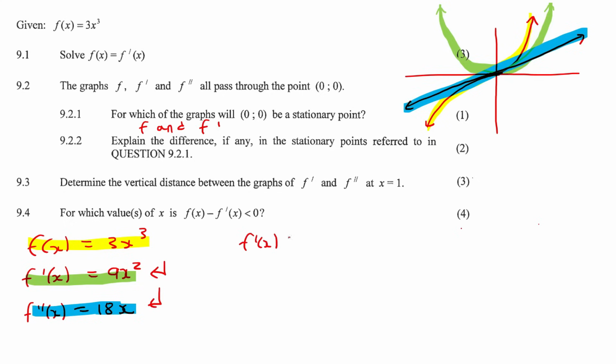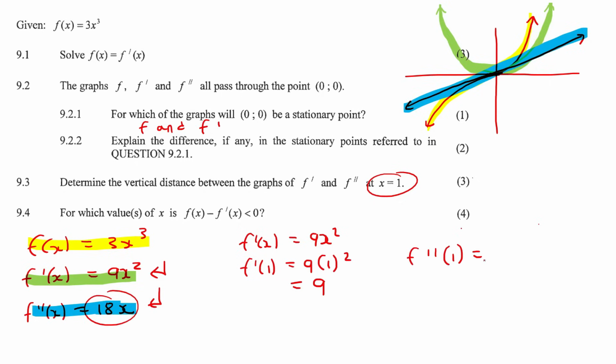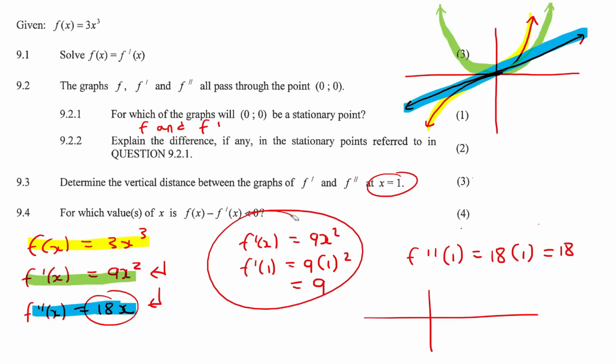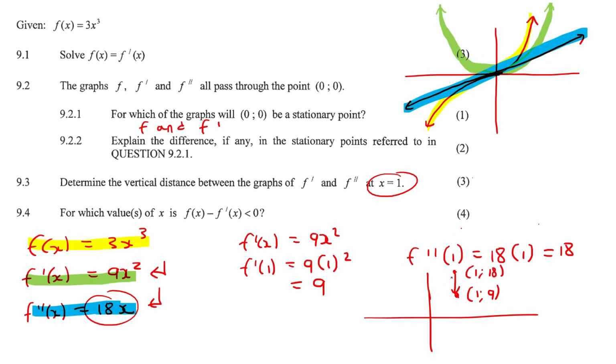Now x is 1, so let's plug x as 1. That'll give us 9. Then for the other one, x is also going to be 1, but we're going to plug it into here now, and that'll be 18. Because this one is a bigger value, it means it's higher up, and this one's lower down. So what is the vertical distance? On this graph, x is 1 and y is 9, and on this graph, x is 1, but y is 18. So the vertical distance would be 18 minus 9, which is 9.